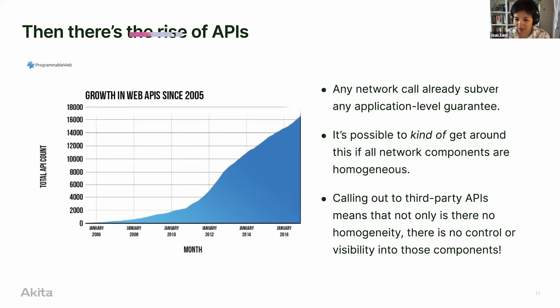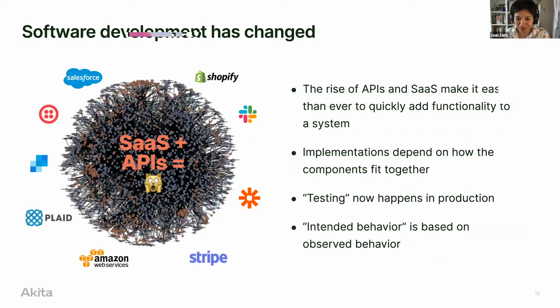face reality. And then I came to see it as my mission to build tooling that actually met software development reality where it was. And that's how I stumbled upon the very, very opposite philosophies behind observability. So to summarize, the rise of APIs and SaaS make it easier than ever to quickly add functionality to a system. Implementations depend on how the components fit together.